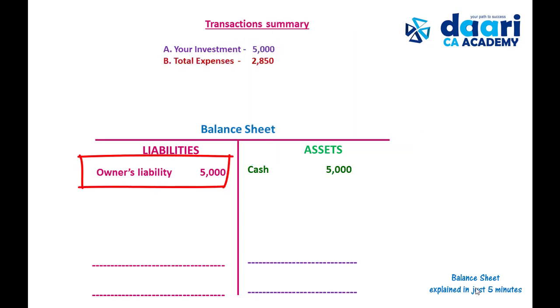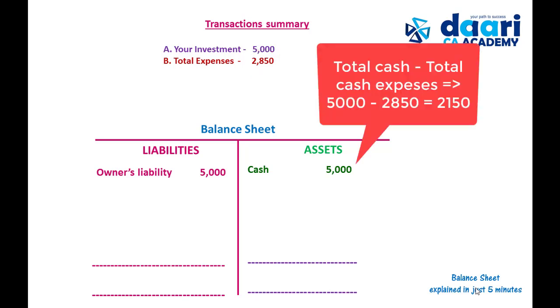Second transaction, we have used 2,850 rupees for business expenses purposes. So from your cash, this 2,850 will be deducted. Why? Because we will pay expenses from what cash is available in our business.